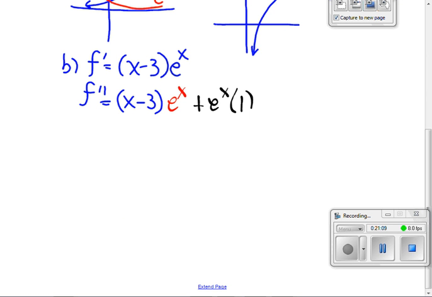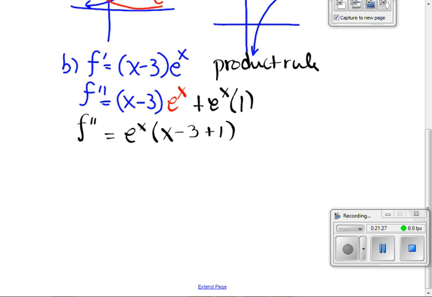And now we're trying to find out where this is concave up. Let's factor out e to the x. Then it's x minus 3 plus 1. Why plus 1? Product rule. Which is equal to e to the x, x minus 2.